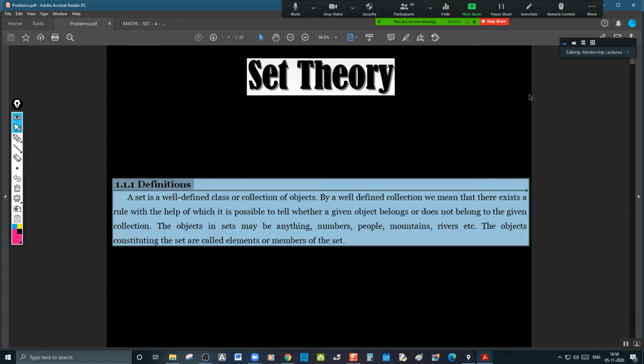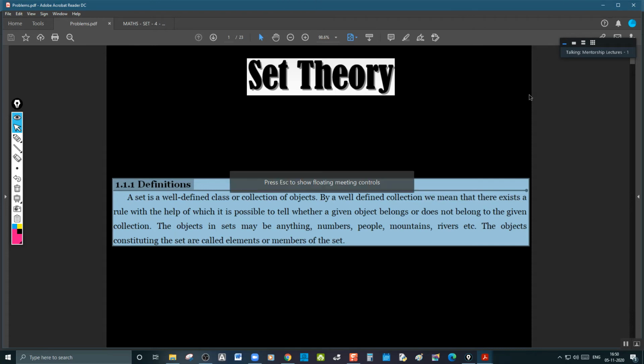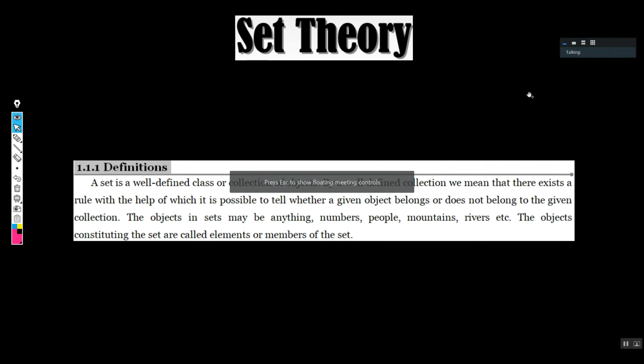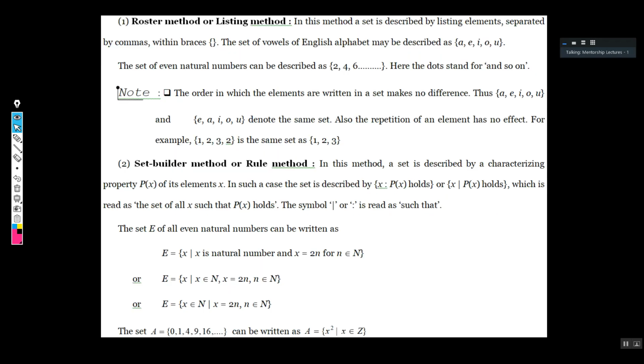This is the definition I just taught you. The set theory: a set is a well-defined class or collection of objects. By a well-defined collection, we mean there exists a rule with the help of which it is possible to tell whether a given object belongs or does not belong to the given collection. The objects in sets may be anything: numbers, people, mountains, rivers, etc. The objects constituting the set are called elements or members of the set. So it should be well defined first of all.